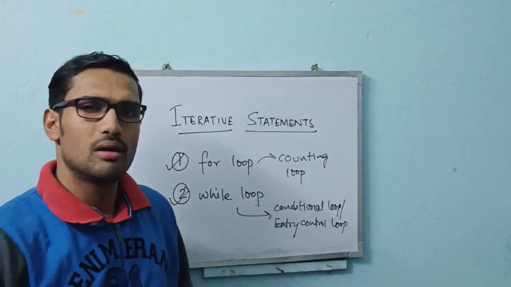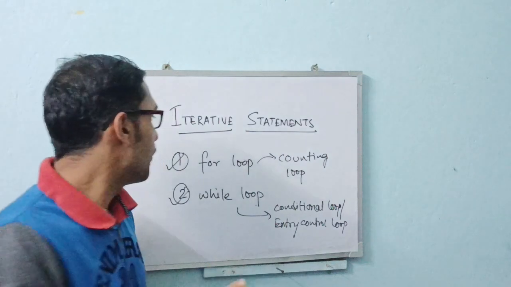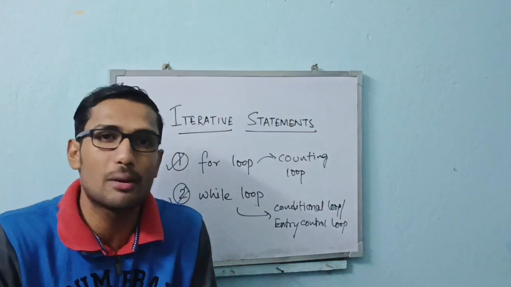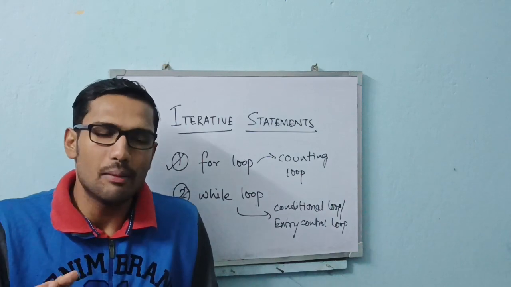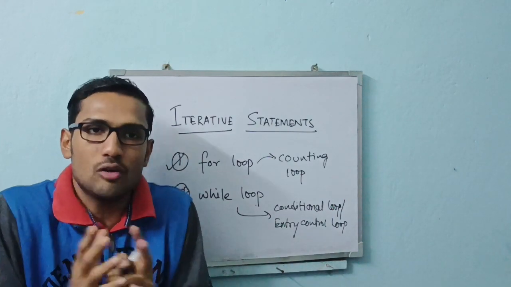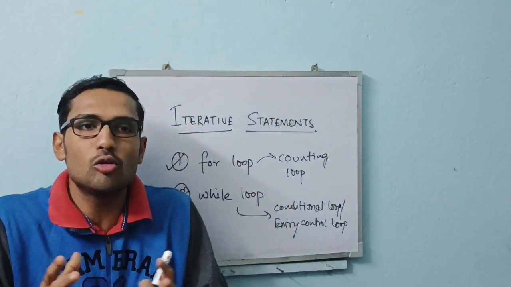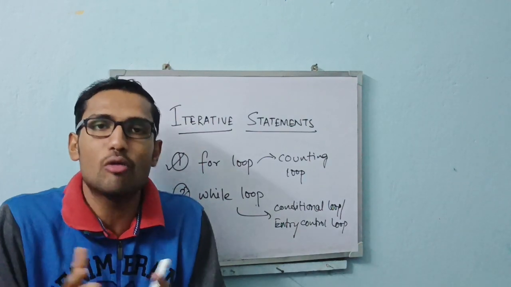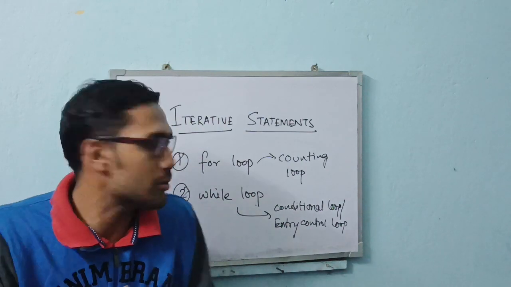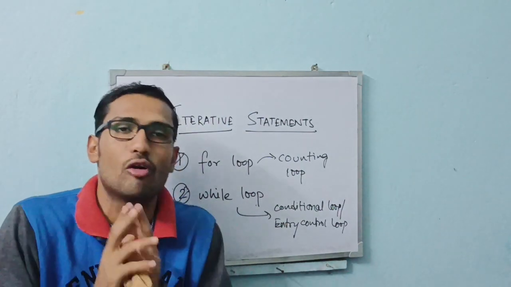Now, why counting loop? For loop is also known as counting loop, or it's used for the purpose of counting. Why? Because the for loop is structured in such a manner that we know that this particular loop is going to run this many times. And for that kind of purpose we basically go for the for loop.